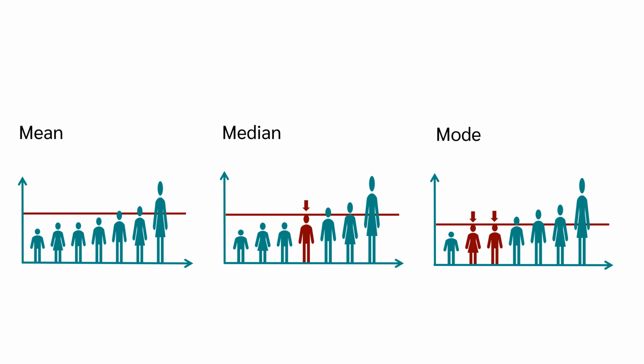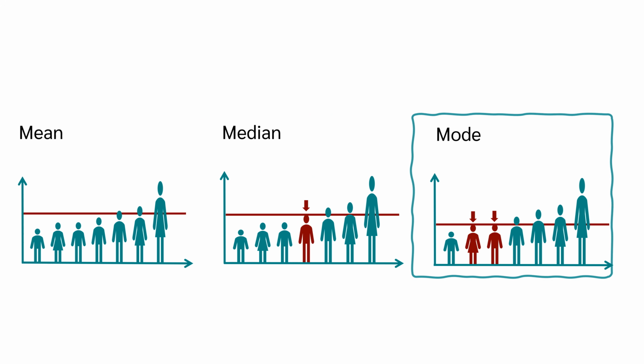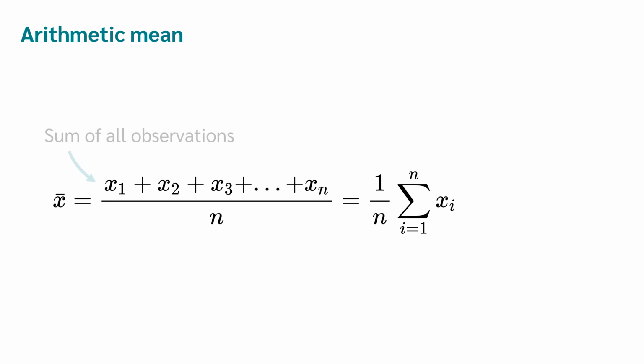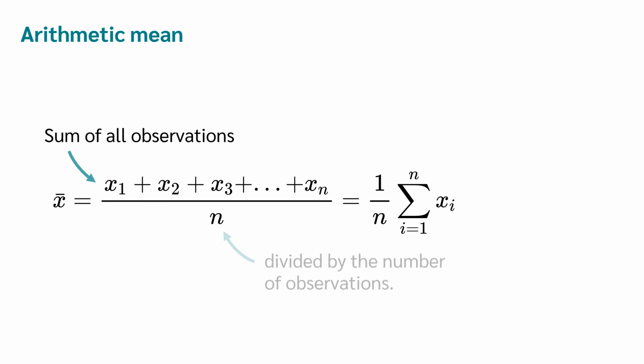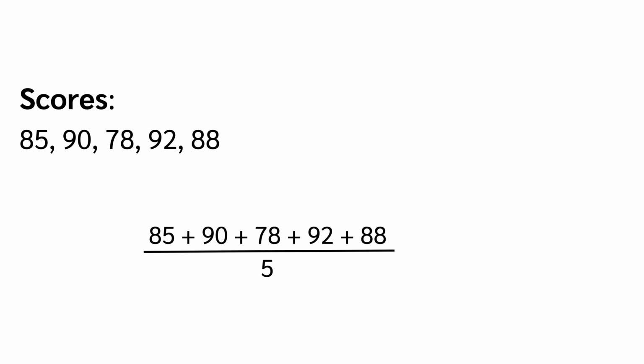Measures of central tendency are, for example, the mean, the median, and the mode. Let's first have a look at the mean. The arithmetic mean is the sum of all observations divided by the number of observations. An example. Imagine we have the test scores of 5 students. To find the mean score, we sum up all the scores and divide by the number of scores. The mean test score of these 5 students is therefore 86.6.